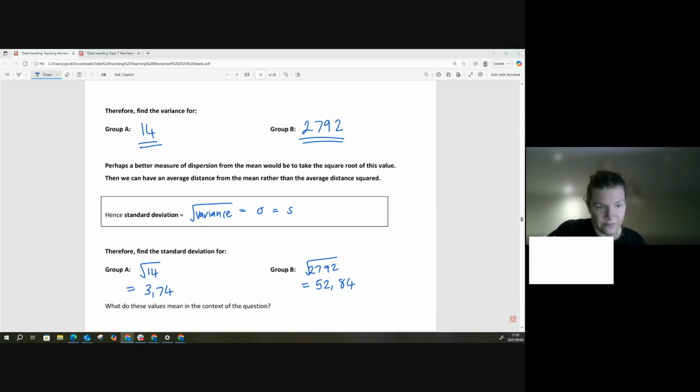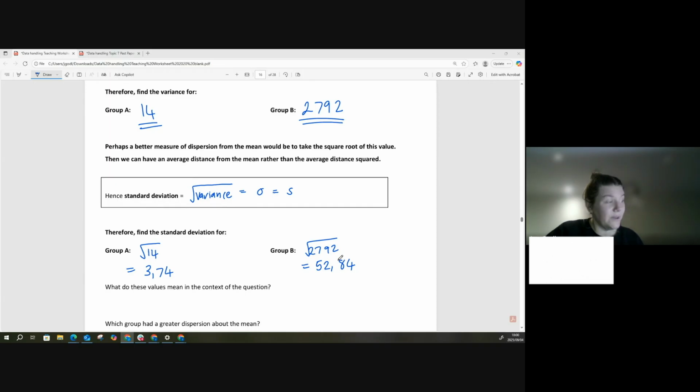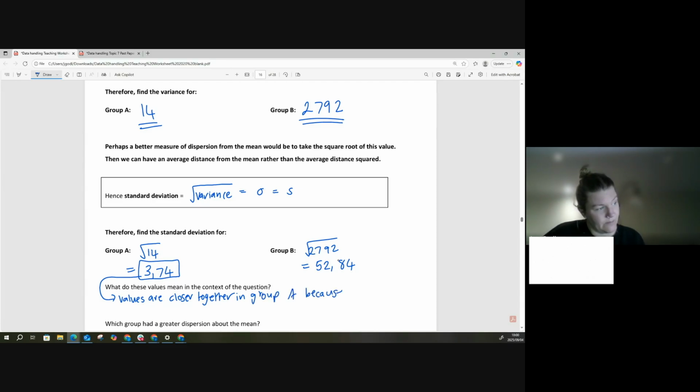Good. So what do these values mean in context of the question? It means that in group A, the values are closer together. So this one over here. And that's all it means. So our values are closer together in group A, or you could say in group B, our values are more spread apart.